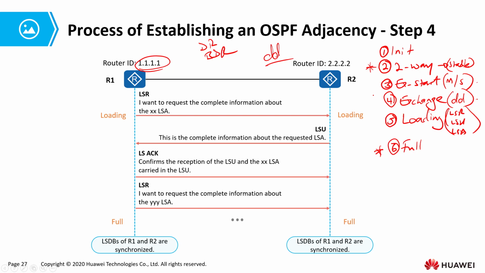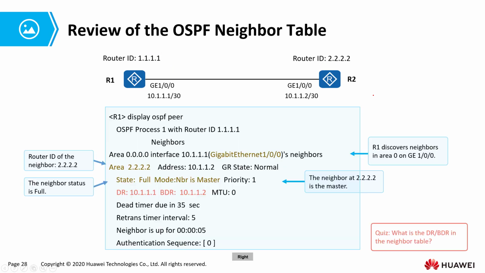So now that we've talked about the details of what a neighbor is and an adjacency, let us examine a little more about the neighbor table. We talked about the neighbor table already, and we say you can run the command display OSPF peer if you want to look at the neighbor table. We have looked at all the states, all the 6 states of the OSPF process.